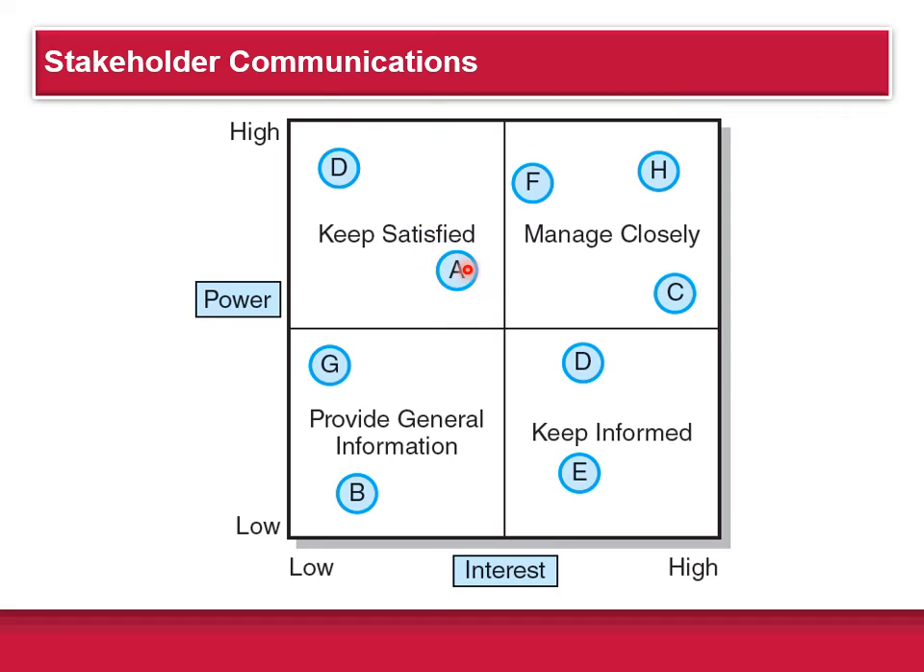So here, stakeholder group A has a medium interest, but they're very high powered. So they would fall in this category up here. Keep these guys satisfied. On the other hand, H, these have very high interest in the project, but they're also very high level, upper middle management. So those guys, you want to manage closely and keep them informed about everything. Here B, these guys have low interest and they're very low on the totem pole. So you just provide general information to those people.